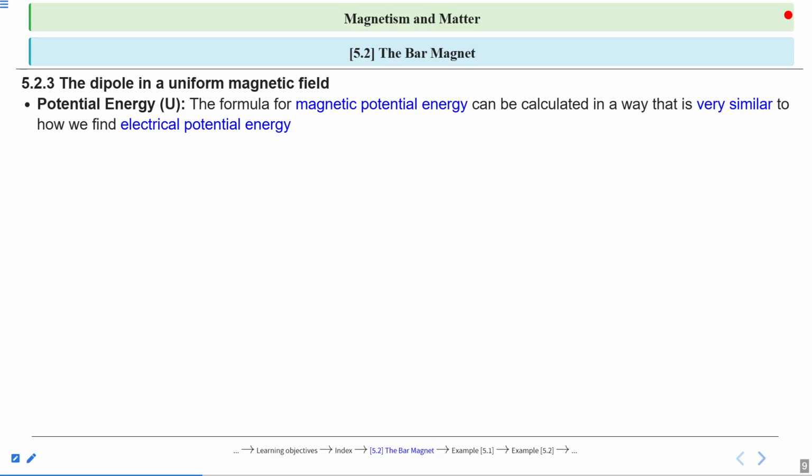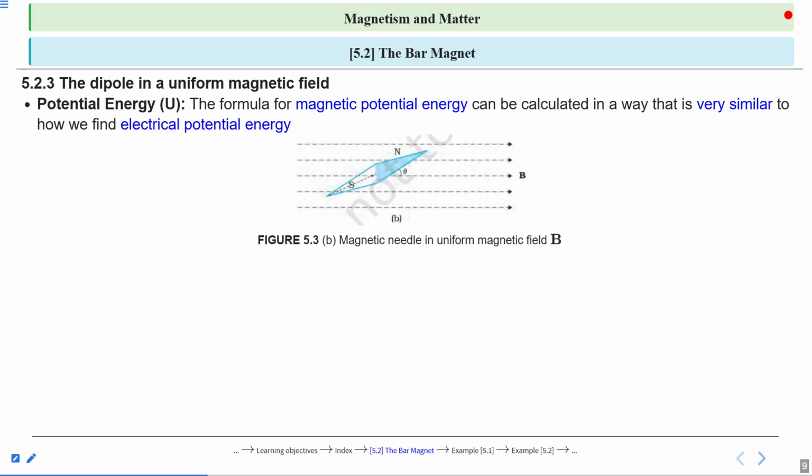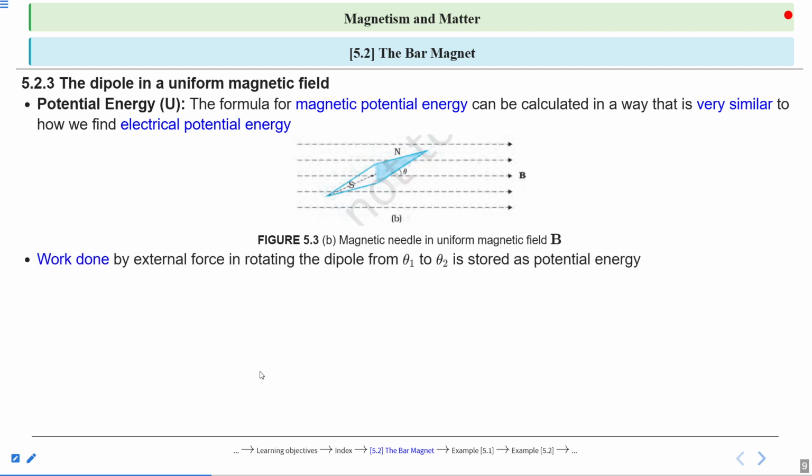So this is the diagram. This magnetic field is horizontal. There is a magnetic needle placed in the magnetic field at some angle theta. This is the south pole, this is the north pole. Figure 5.3b, magnetic needle in uniform magnetic field B. Work done by external force in rotating the dipole from theta 1 to theta 2.